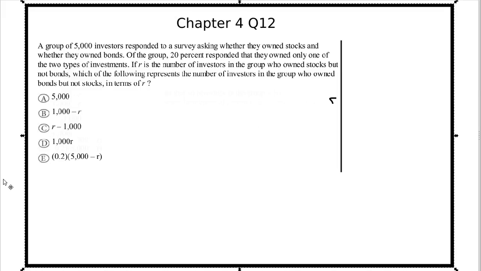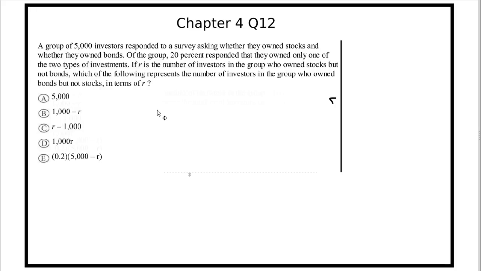We're still in the algebra chapter, and in this question 12, it says a group of 5,000 investors responded to a survey asking whether they owned stocks and whether they owned bonds. Okay, fine. 20% responded they owned only one of the two types of investments.